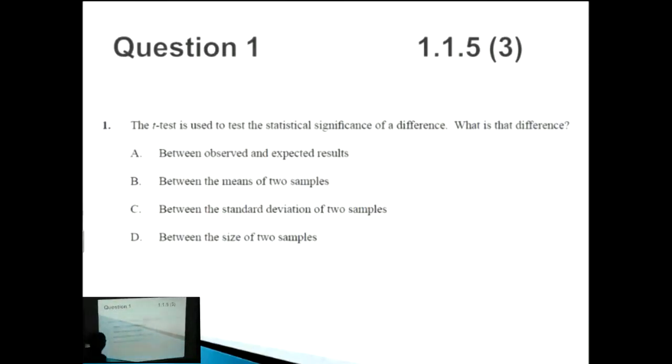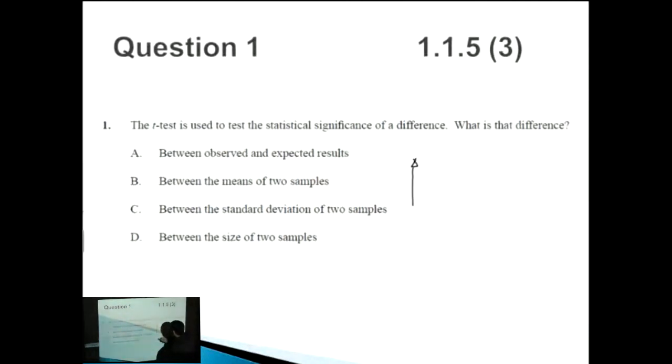So let's look at question 1. The t-test is used to test the statistical significance of a difference. What is that difference? When we're talking about the t-test, we're comparing two groups of data. So to draw it down here, perhaps we'll have a group of data.